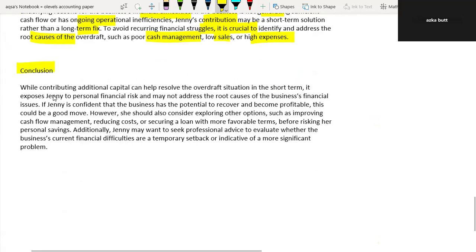Now let's see the conclusion. While contributing additional capital can help resolve the overdraft situation in the short term, it exposes Jenny to personal financial risk and may not address the root cause of the business's financial issue. If Jenny is confident that the business has the potential to recover and become profitable, this could be a good move. However, she should also consider exploring other options such as improving cash flow management, reducing costs, or securing a loan with more favorable terms before risking her personal savings. Additionally, Jenny may want to seek professional advice to evaluate whether the business's current financial difficulties are a temporary setback or indicative of a more significant problem.